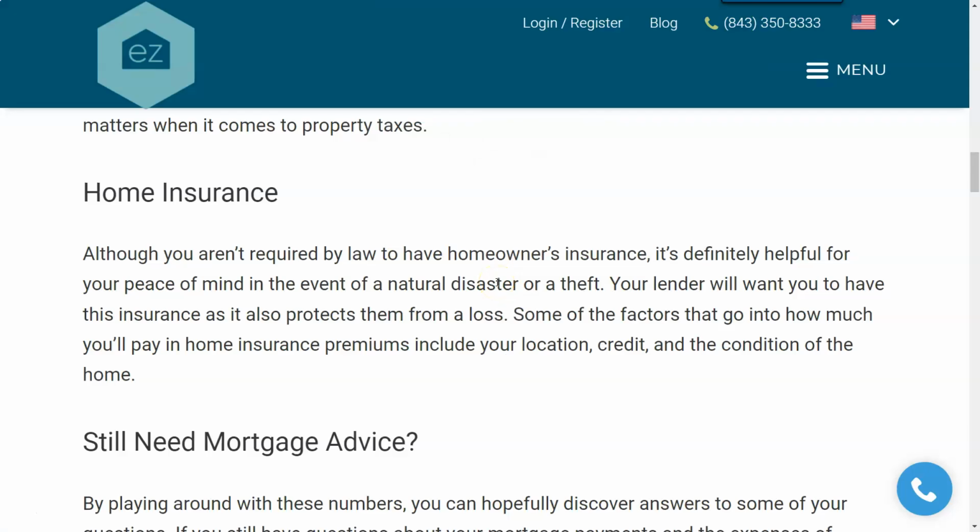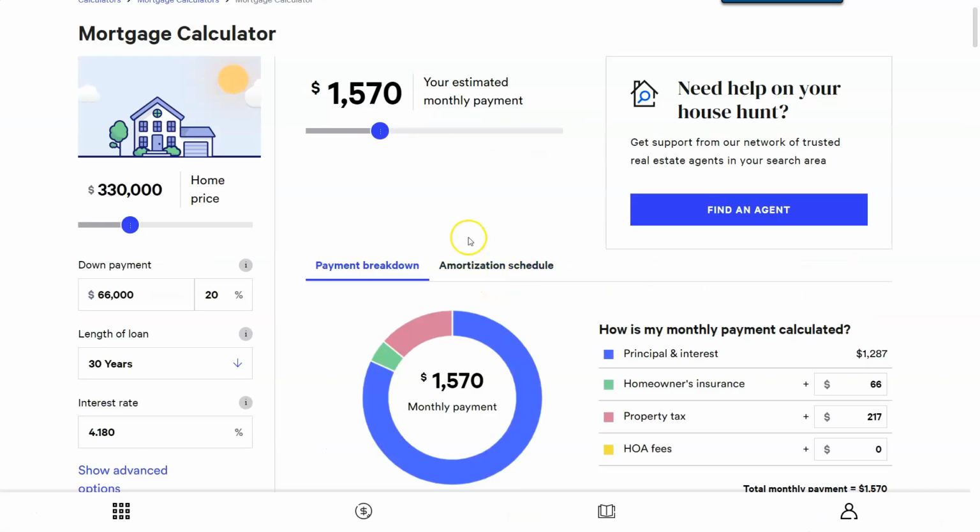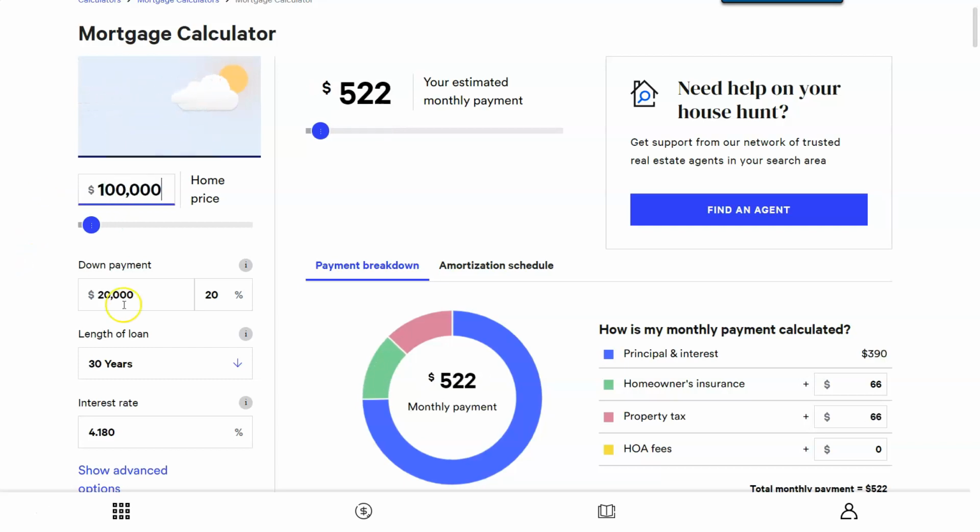So let's take a look at some examples. Let's just make up some things and just play with the calculator. I like this calculator. It comes in with an amount there. Let's see what it is for a $100,000 home. All right. If we were going FHA, what is that?